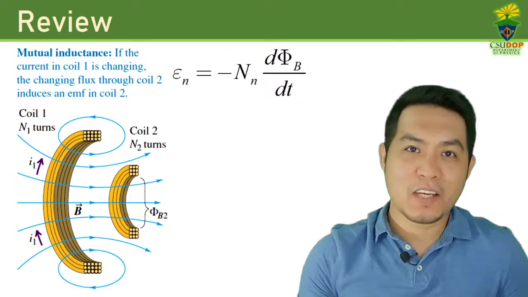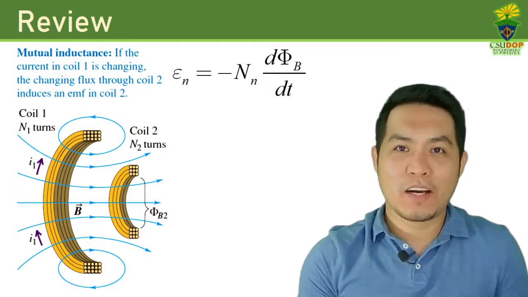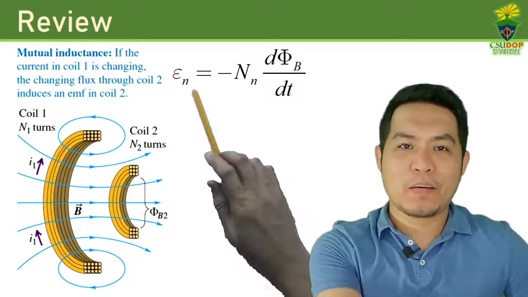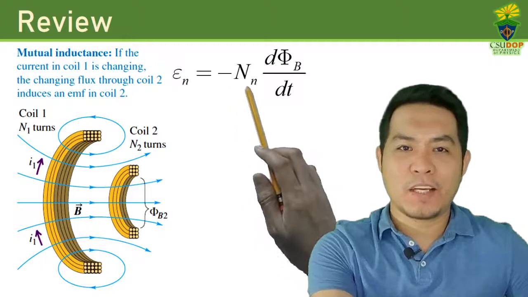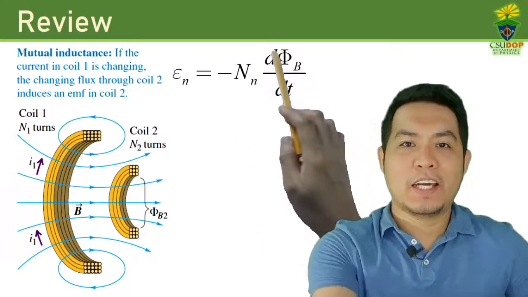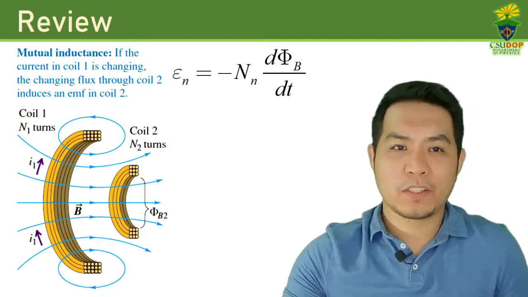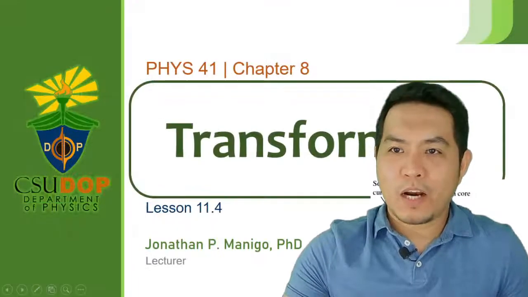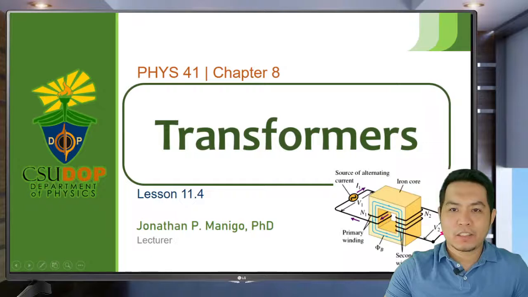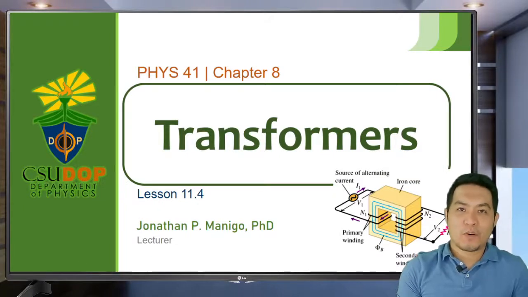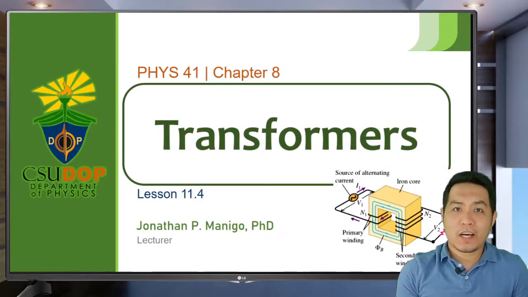They induce a magnetic field on each other. And the induced EMF is related to the number of turns and the change in magnetic flux with respect to time. So our last topic, on transformers, will use the concept of mutual inductance.